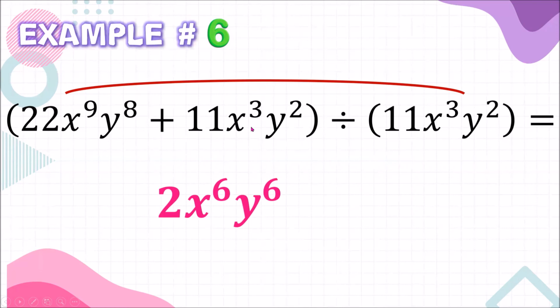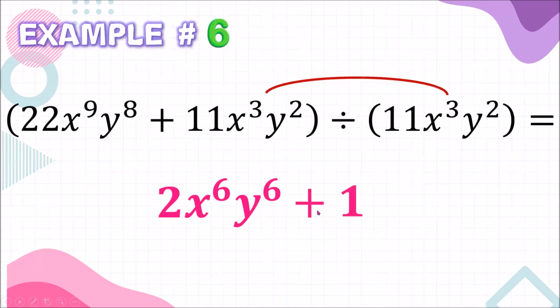And then 11x cubed y squared divided by 11x cubed y squared. So 11 divided by 11 is 1. X cubed over x cubed, so 3 minus 3, that is 0. So it simply cancels out. So x cubed and y squared cancel out because they will become 0. So our answer will be 1. So final answer, 2x raised to 6, y raised to 6 plus 1.